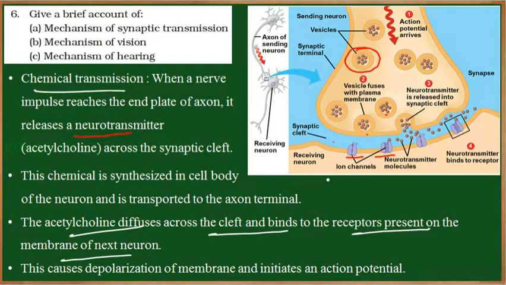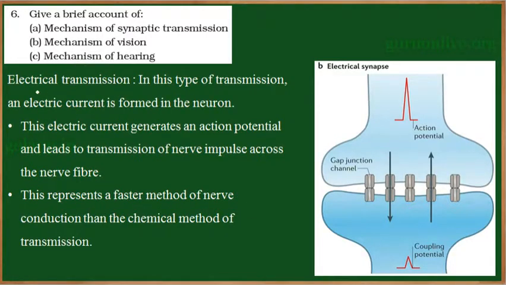Inside, the dendrite of the next neuron becomes positively charged and it becomes depolarized. Now this depolarization initiates an action potential in the next neuron. So this is how the information is transferred in the chemical synapse. The electrical impulse is converted into a chemical messenger called a neurotransmitter, which initiates another electrical impulse in the next neuron. Now coming to the electrical transmission.